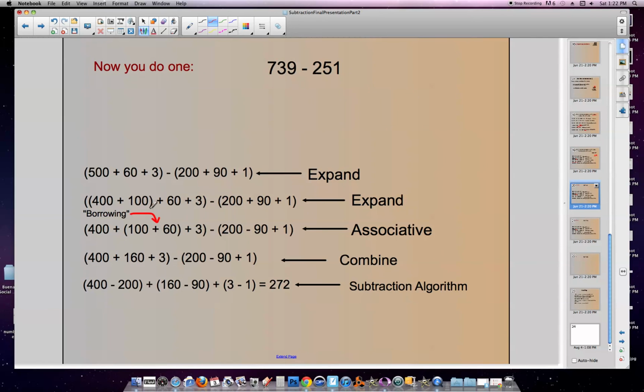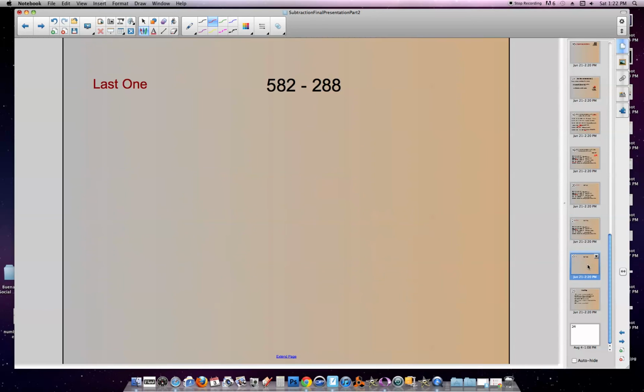So I give you this problem. I want you to do the same thing. There's another problem, and one more without the steps laid out for you to do on your own. And that's what we're covering when we're talking about this second presentation of proving the subtraction algorithm. That's what we've just done.